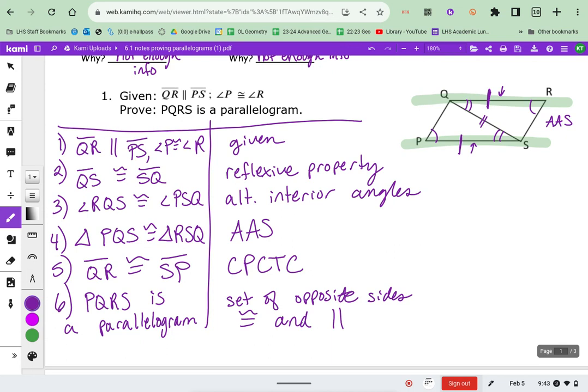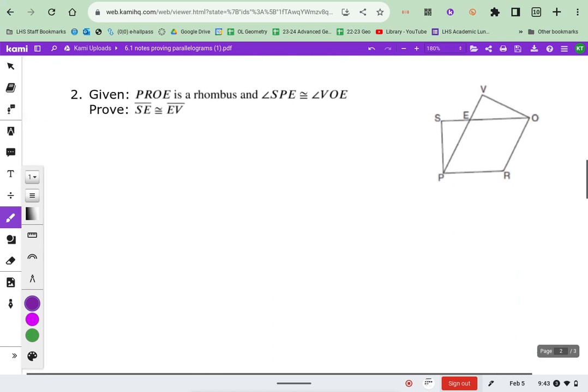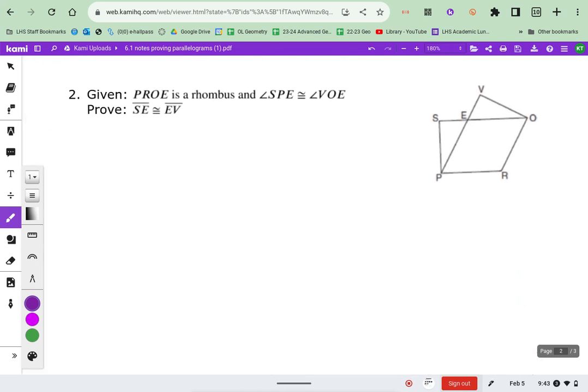Okay, what do you guys think? Questions? Okay, let's try one more together, and then I'll let you try one on your own, and then that's the end of our notes. So notice that in this next one, we're asked to prove that a segment is congruent to another segment. So you're not always going to be proving that you have a parallelogram. In this case, we're just going to be using properties of parallelograms in order to prove what it's asking.